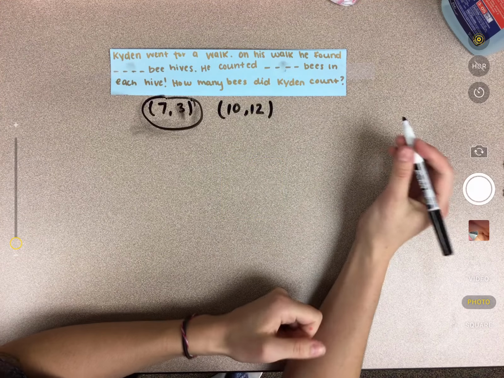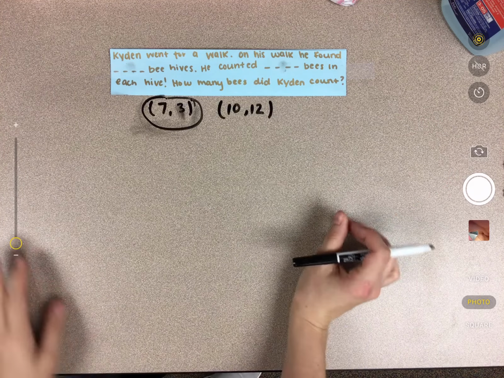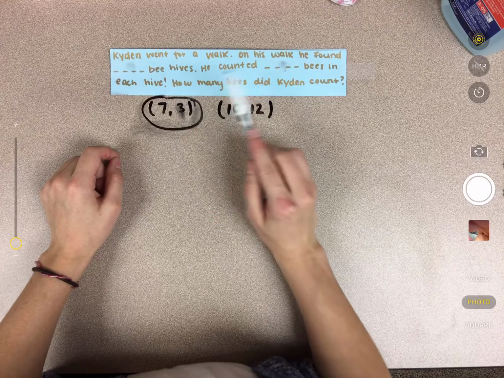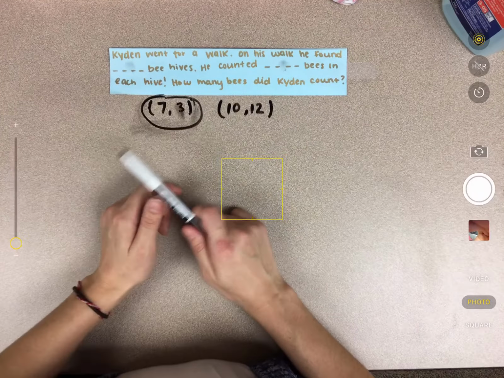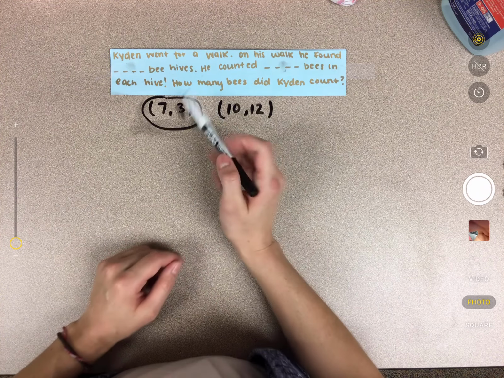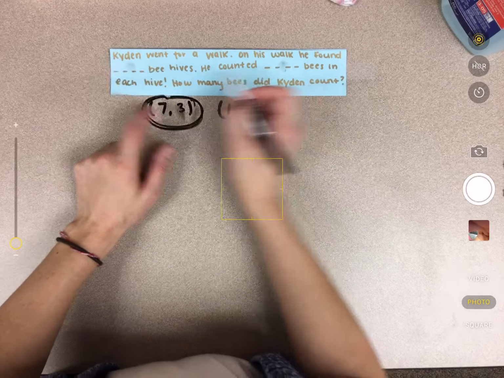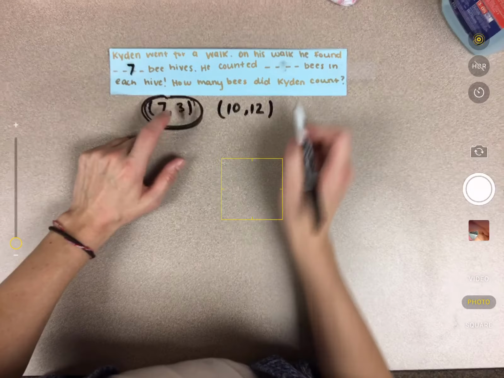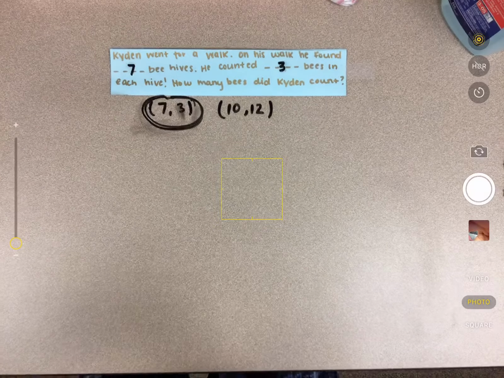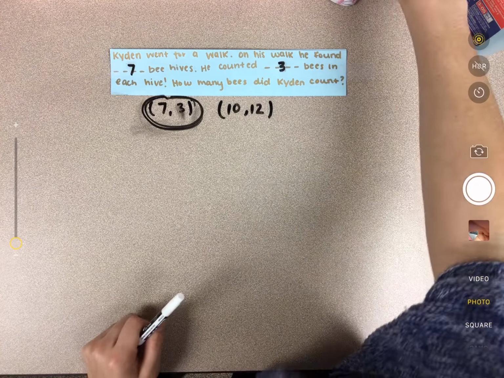Okay, so I am going to read this problem to you, and I just want you to follow along. So, this problem says, Kaiden went for a walk. On his walk, he found blank beehives. He counted blank bees in each hive. How many bees did Kaiden count? So, what you're going to do is select one of your number choices, and with your first number, you're going to put it in your first blank, and your second number, you're going to put it in your second blank. Then you are going to read it again. And notice how I circled my number choice so that I know what number choice I am choosing to use.